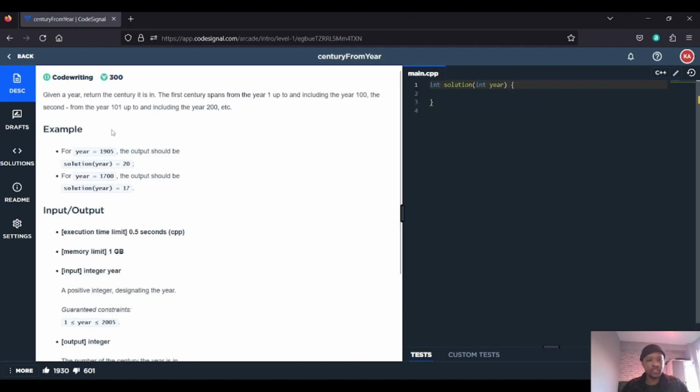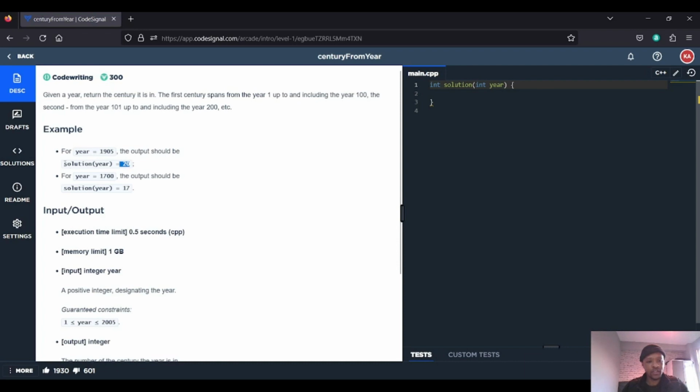So the problem says, given a year, return the century it is in. The first century spans from the year 1 up to and including the year 100. The second from the year 101 up to and including the year 200, etc. So we are given an example here that we are given a year 1905. The output should be 20.